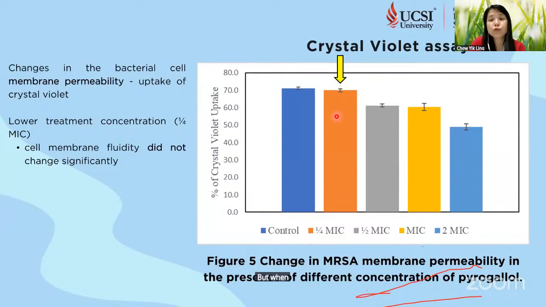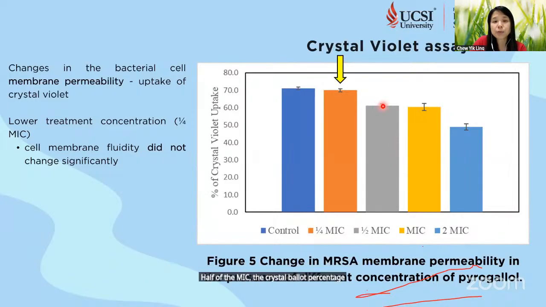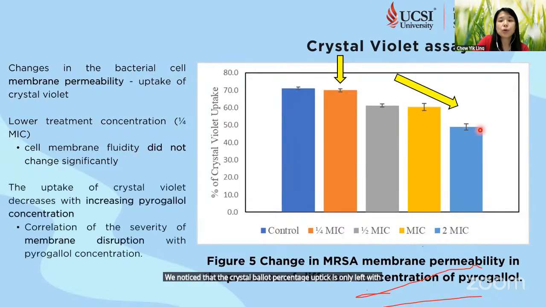But when we try to treat the MRSA with the higher MIC, that is where you will notice that there is a significant change in the crystal violet uptake. For example, at half of the MIC, the crystal violet percentage uptake has been lowered to 60%. At the MIC, it is also almost close to 60, but when we double up the MIC, we notice that the crystal violet percentage uptake is only left with 50%. So this shows that the uptake of the crystal violet decreases with increasing pyrogallol concentration.